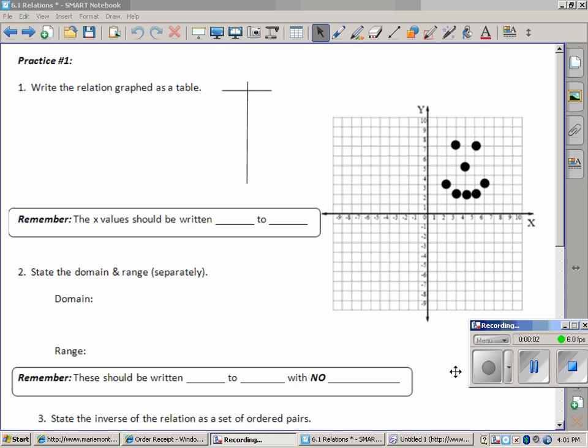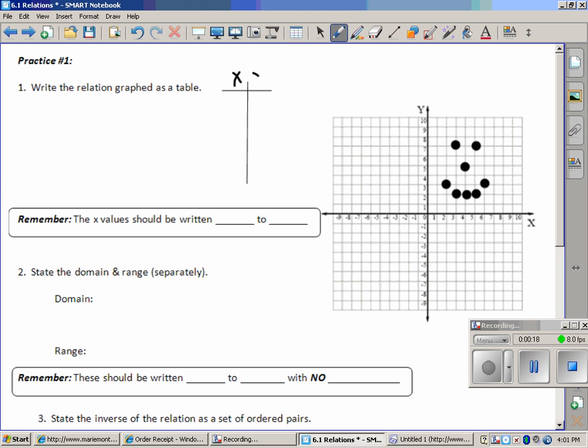I'm going to go through an example problem of working with relations. A relation is a group of ordered pairs, and the smiley face here will represent my relation so far. So the first question says, write the relation graphed as a table.